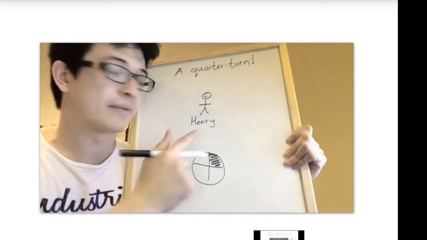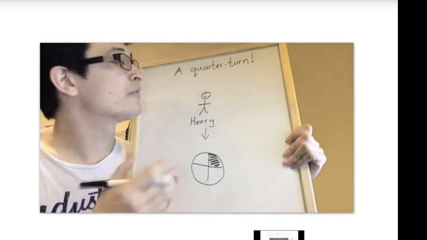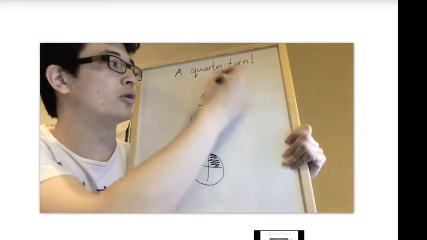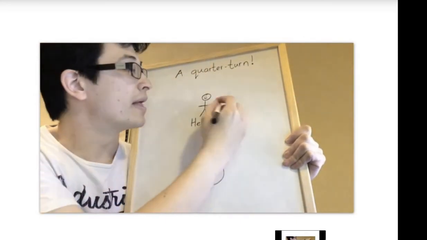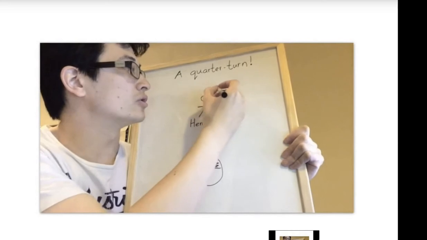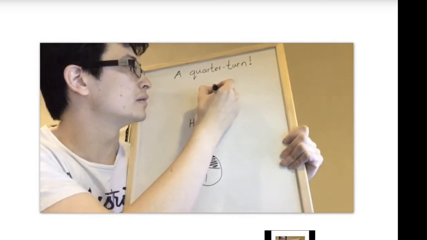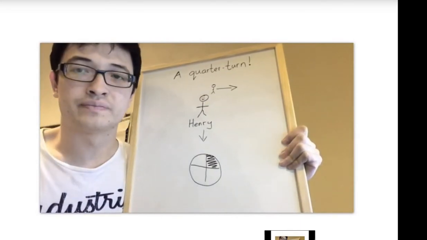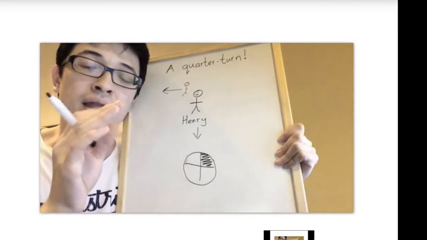Okay, let's use Henry again. So Henry, as always, is facing in this direction. And we ask Henry, can you make a quarter turn for us? So Henry isn't going to turn a whole circle. He's not going to turn a half turn either. He's only going to turn a quarter. So he's actually going to be facing in that direction.